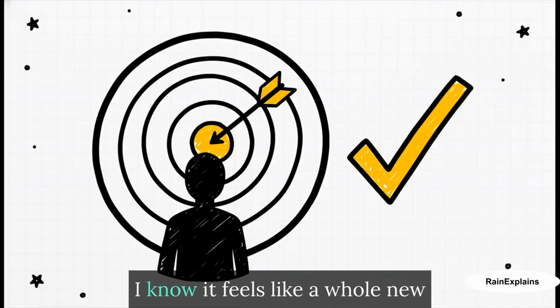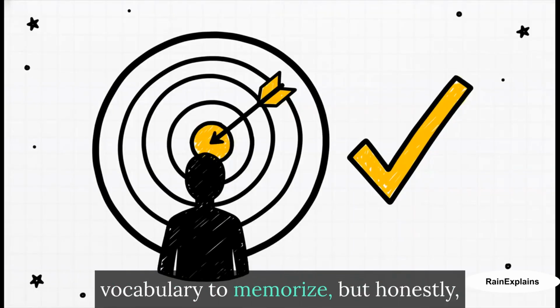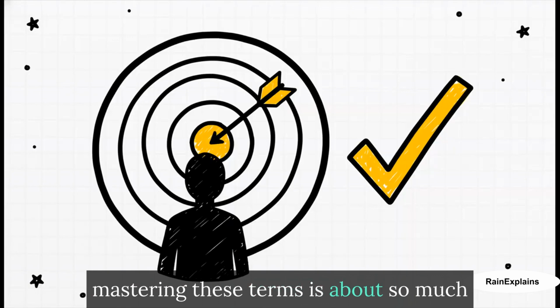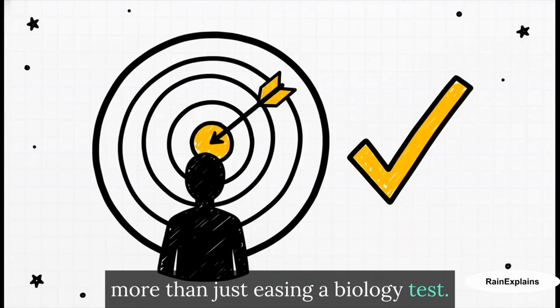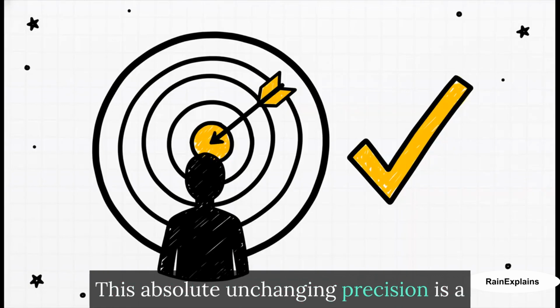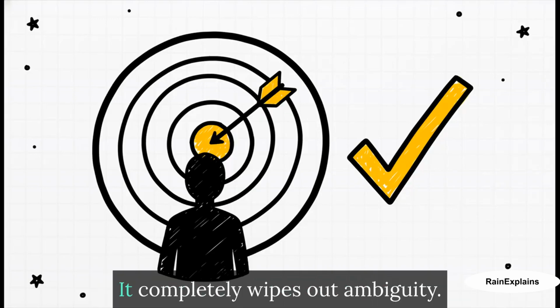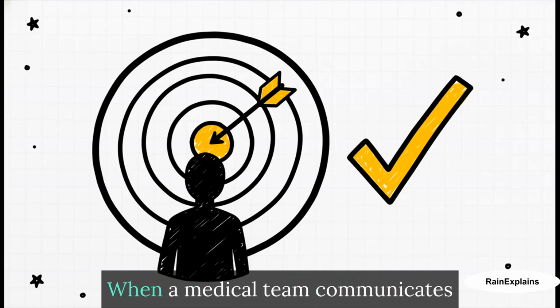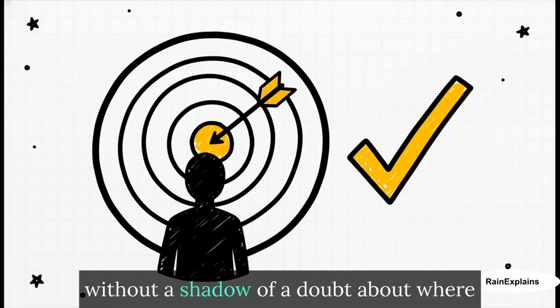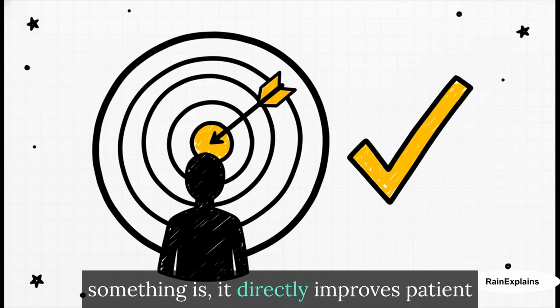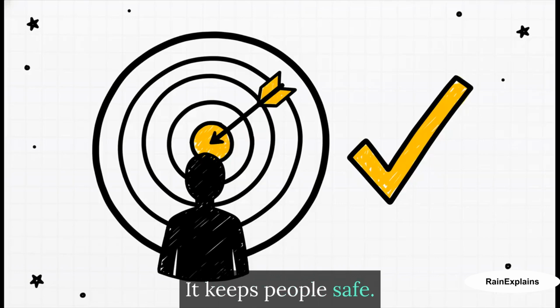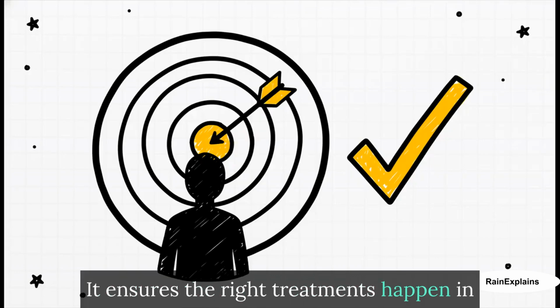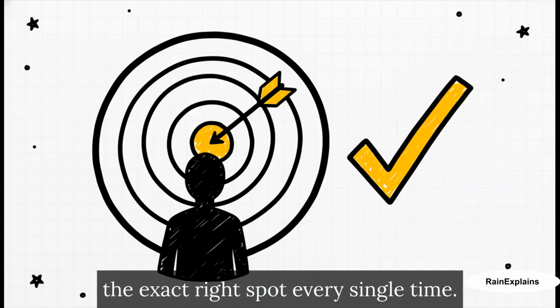system. I know it feels like a whole new vocabulary to memorize, but honestly, mastering these terms is about so much more than just acing a biology test. This absolute, unchanging precision is a real game changer. It completely wipes out ambiguity. When a medical team communicates without a shadow of a doubt about where something is, it directly improves patient care. It keeps people safe. It ensures the right treatments happen in the exact right spot every single time.